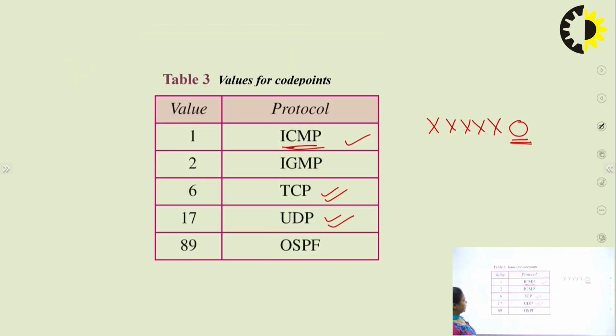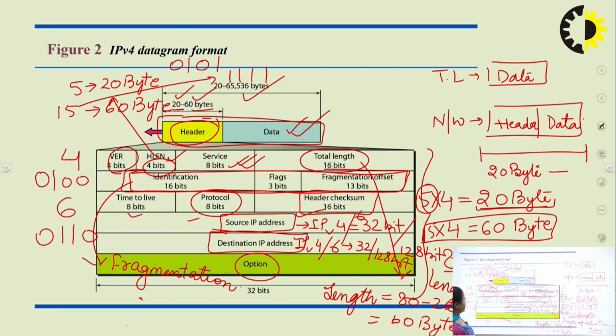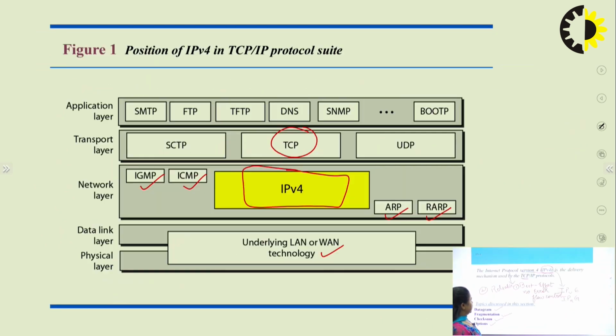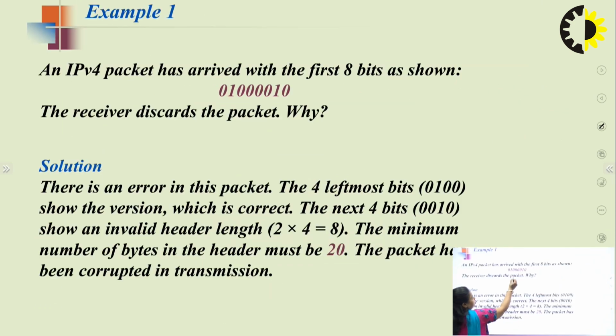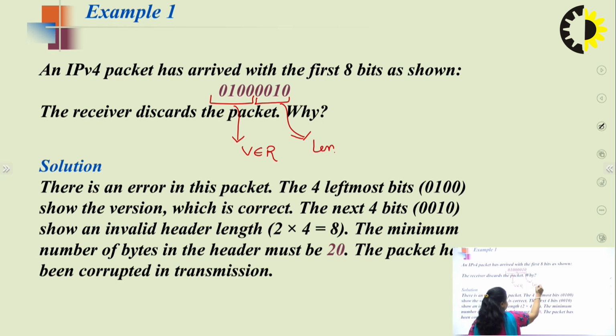So remember one thing, if I am talking about 8 bits, the first 4 bits indicate the version and the next 4 bits indicate the header length, right? So in this example, the first 4 bits indicate the version, and the last 4 bits indicate the length, the header length, HLEN, right?